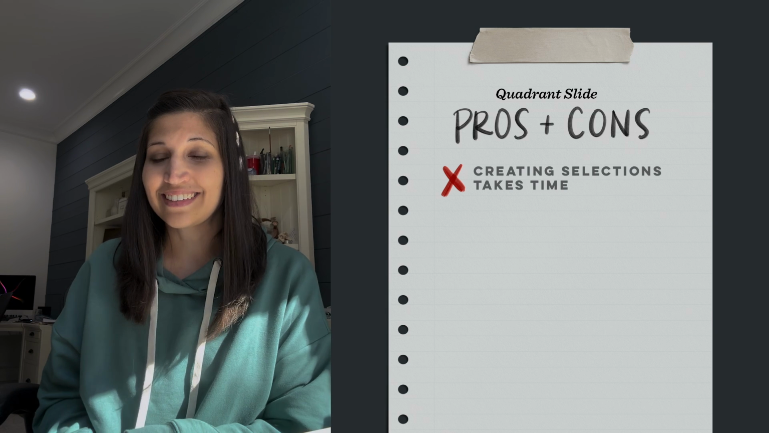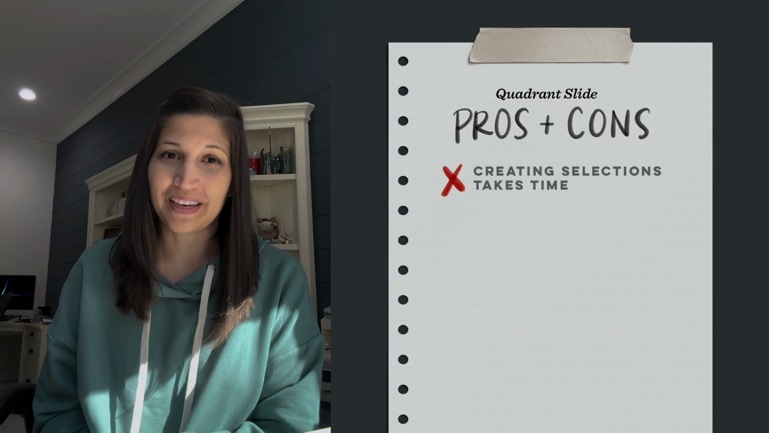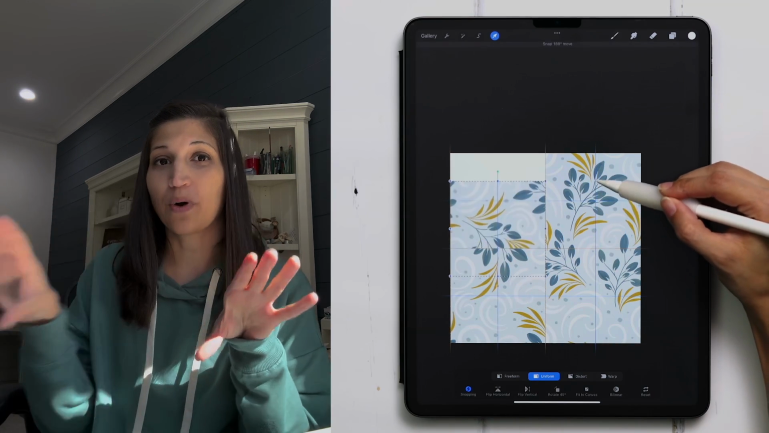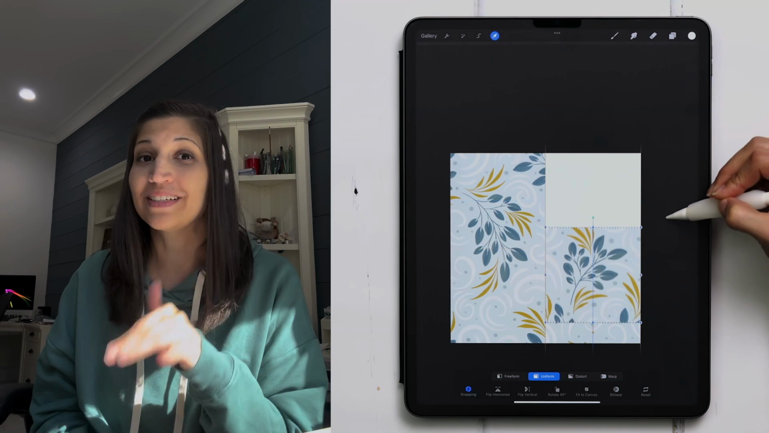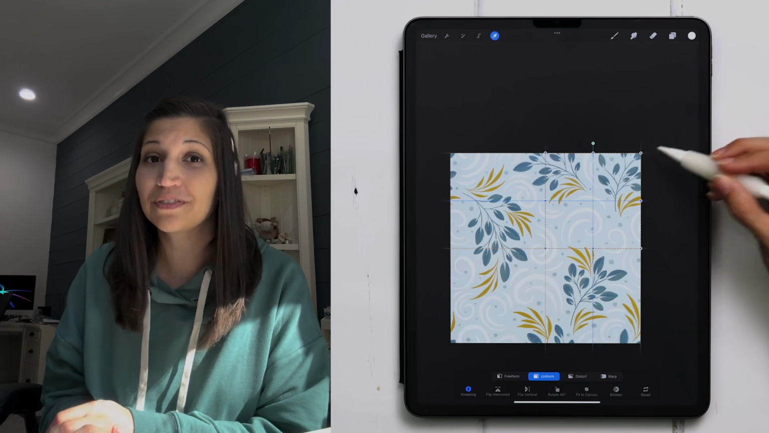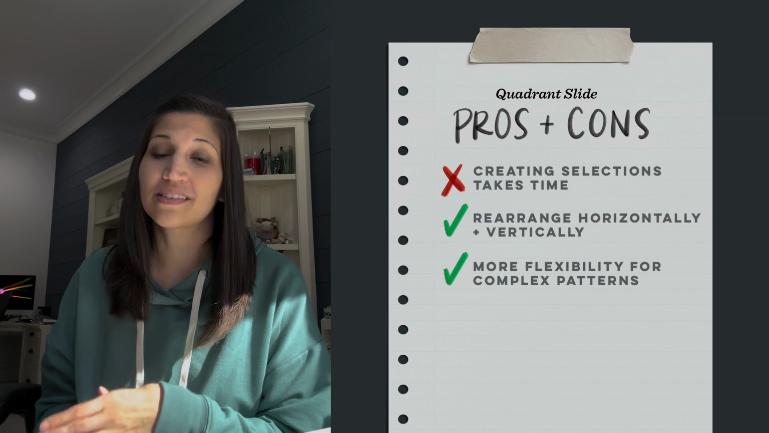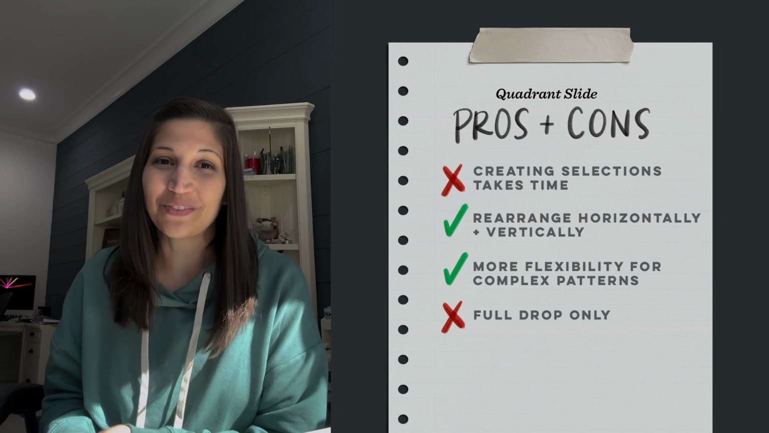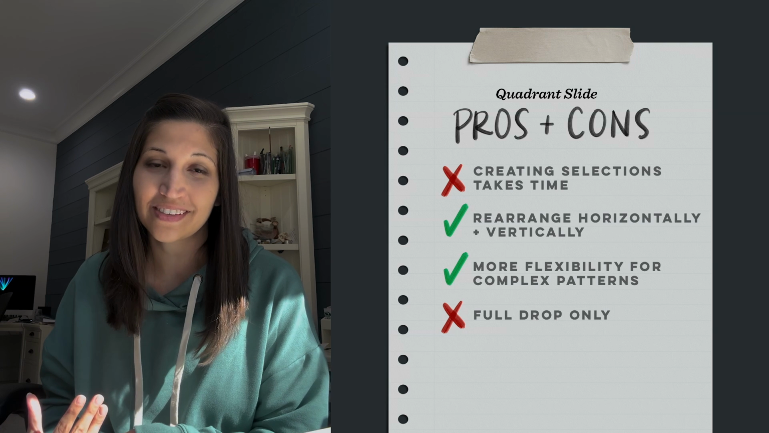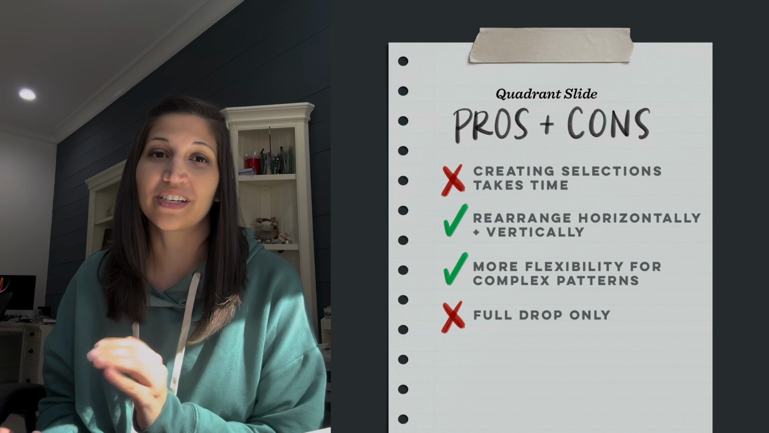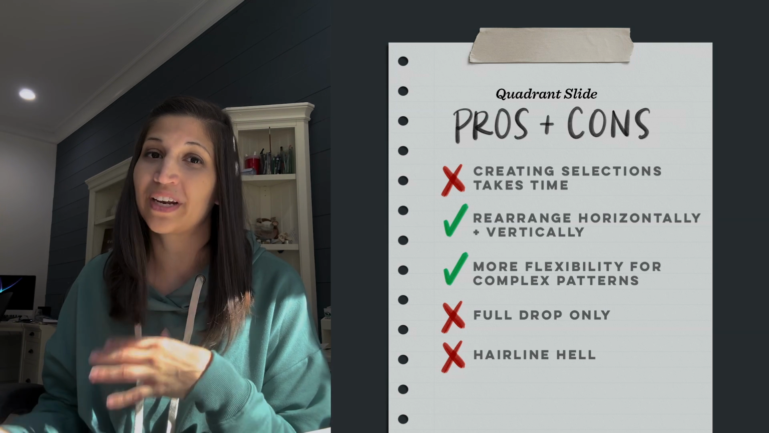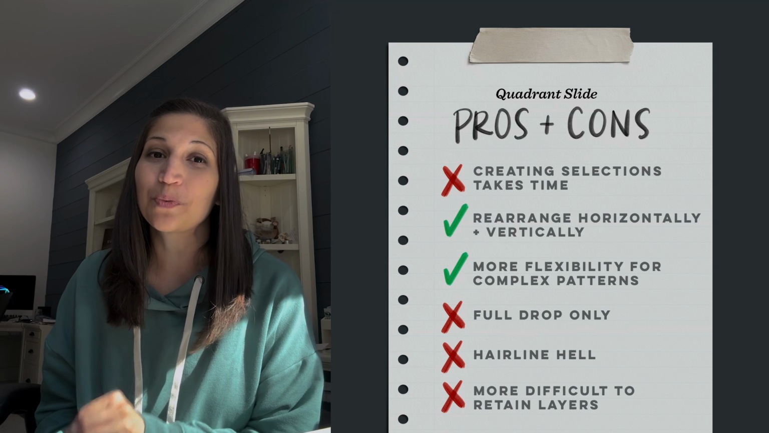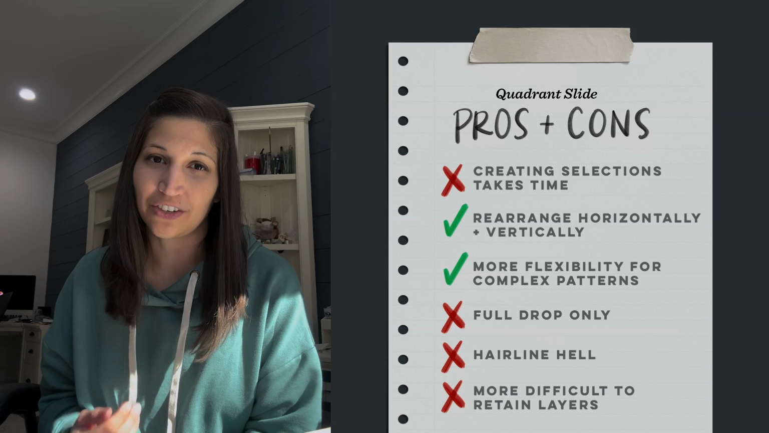Although the quadrant slide does take a little bit more work at the beginning, it does have an advantage over the crop and slide because not only can you move your quadrants left and right, you can move them up and down as well, which gives you greater flexibility for more complex looking full drop style patterns. On the other hand, you are limited once again to just full drop style patterns. Since you're manually moving things, you still have that chance of human error where you can have misalignments and those annoying white hairlines, and it can be much more difficult or time consuming to retain your layers.